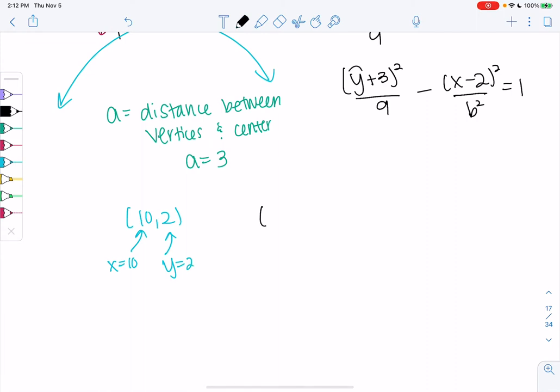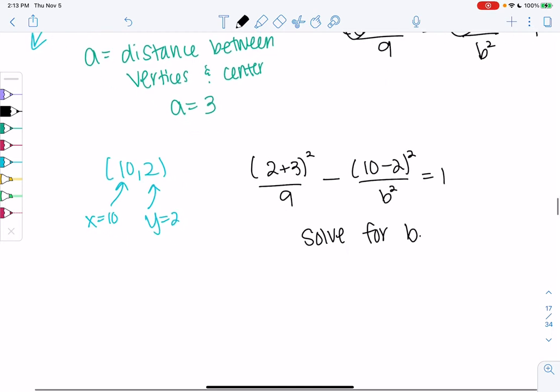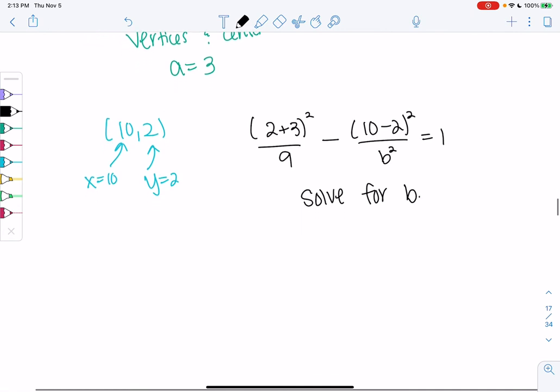So what we're going to do is plug in 10 for x and 2 for y, and then we can solve for b. So we get (2 + 3)² over 9, minus (10 - 2)² over b² equals 1, and then we'll solve for b. I think the hardest part here is there's no one direct route. It's a little bit of guess and check and just getting familiar with formulas. You might not necessarily do this the correct way in the beginning, but if you make a mess, just start over. But let's see where this takes us.